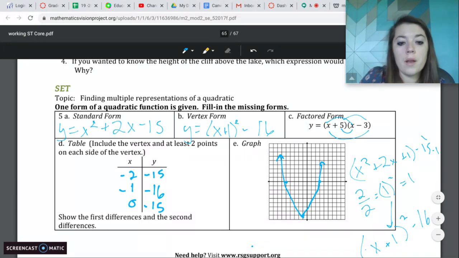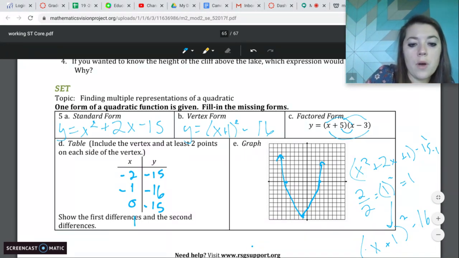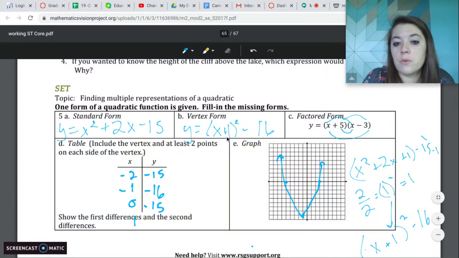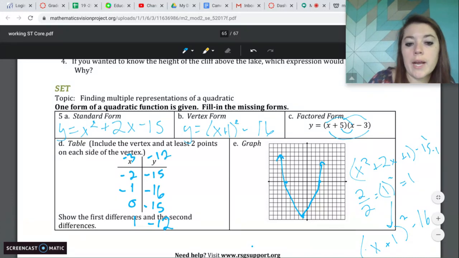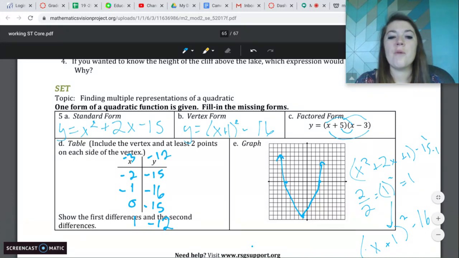And then we need one more to the other side. So we're going to do 1. So 1 plus 1 is 2. 2 squared is 4. 4 minus 16 is negative 12. So over here at negative 3, it'll also be negative 12. Sorry, I didn't have quite enough space there. But so there's our table.